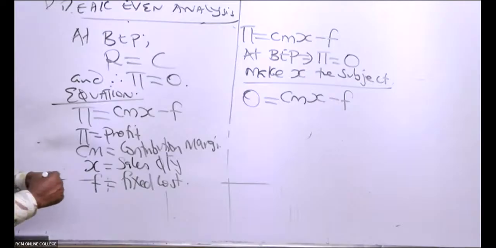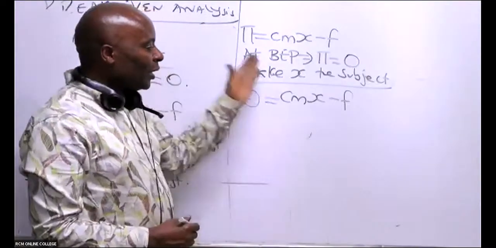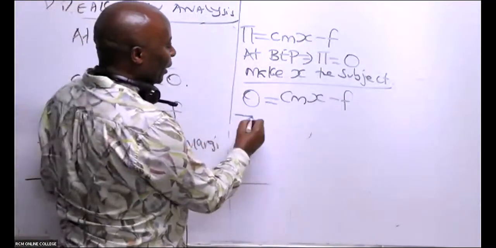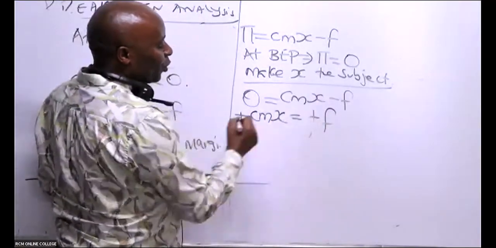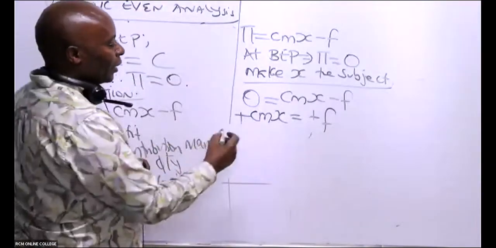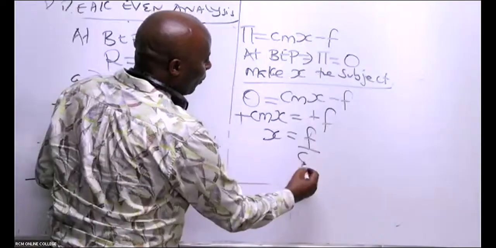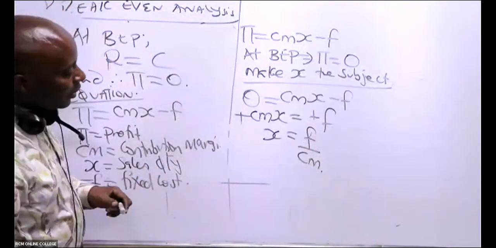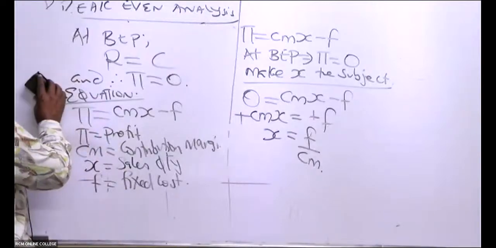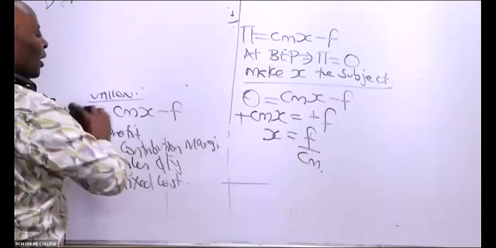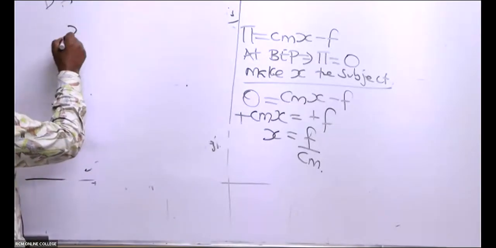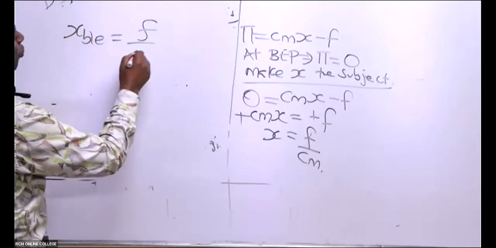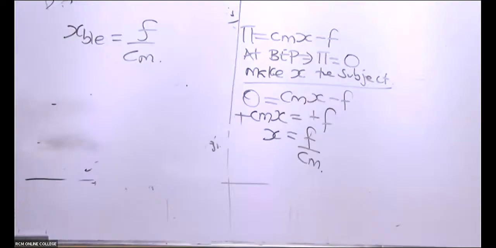If you make X the subject of the formula, ladies and gentlemen, automatically this comes this side. So it will be minus CMX equals minus F. Minus and minus cancel, meaning that our X will be equal to F over CM. And that X will then be the quantity to sell to break even. So in conclusion, our X break even equals fixed cost over contribution margin.